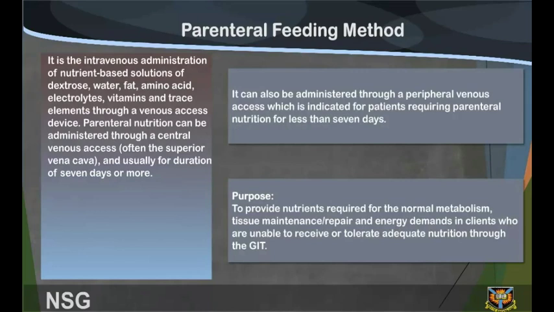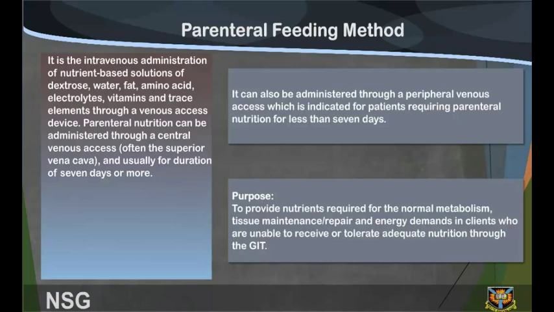It is the intravenous administration of nutrient-based solutions of dextrose, water, fat, amino acid, electrolytes, vitamins, and trace elements through a venous access device. Parenteral nutrition can be administered through a central venous access, often the superior vena cava, and usually for duration of 7 days or more. It can also be administered through a peripheral venous access, which is indicated for patients requiring parenteral nutrition for less than 7 days.